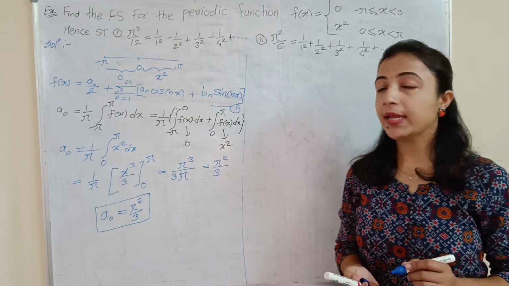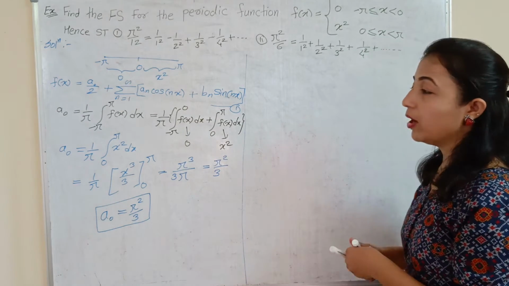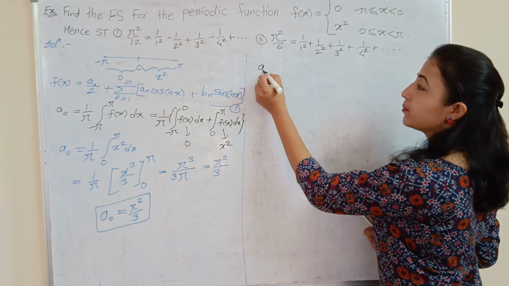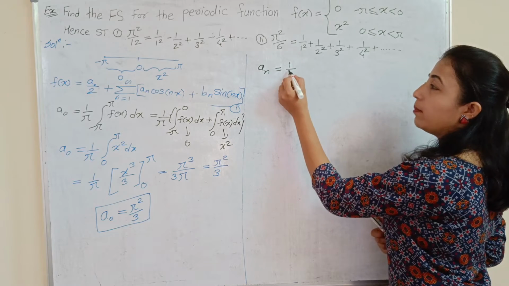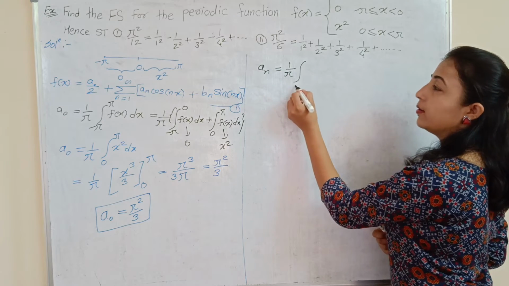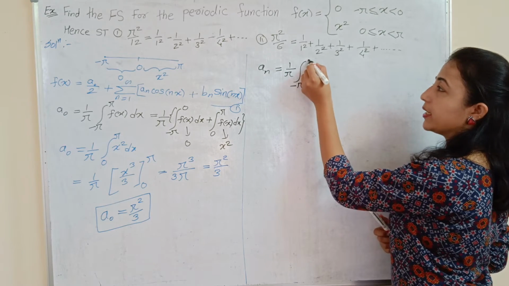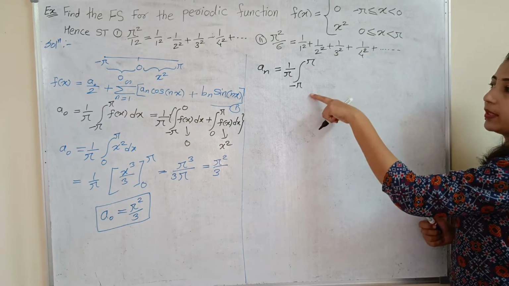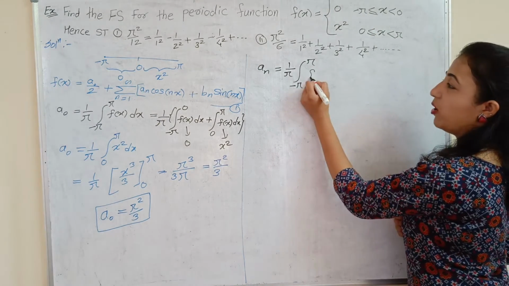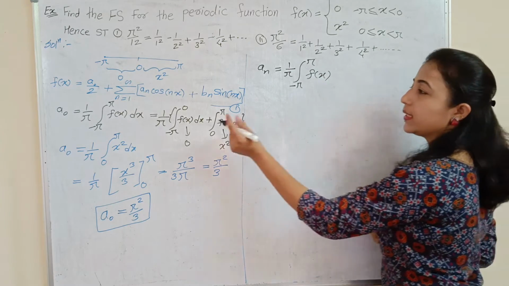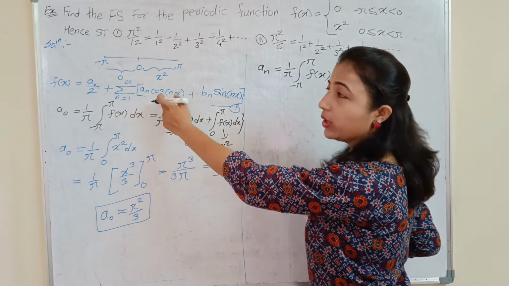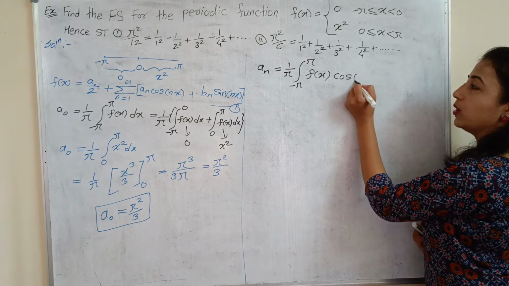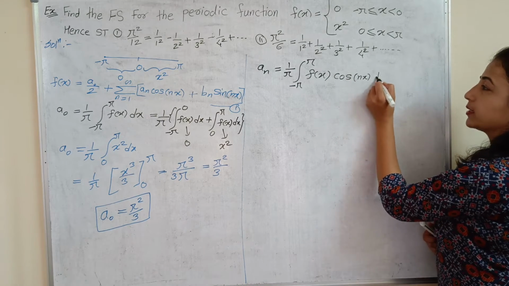Similarly, you have to find an. So here the formula of finding an, here an is 1 upon pi integral minus pi to pi. Same integration limit you have to take. It is minus pi to pi. So integral limit is minus pi to pi f of x, and in the Fourier series an into it is a cos. So same here we have to take f of x into cos nx dx.